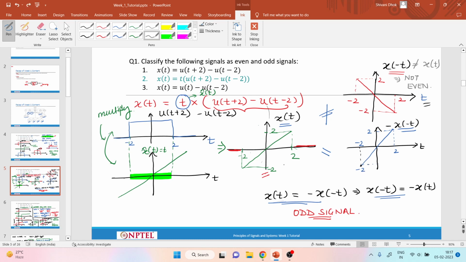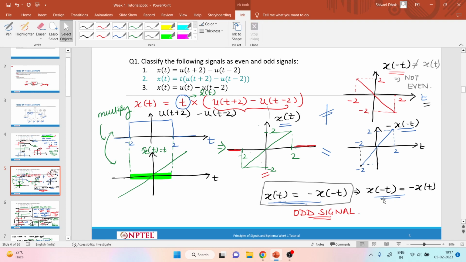So if we compare now x of t and minus of x of minus t, we can see that both of them are equal. That is, this equation is getting satisfied. x of t is equal to minus of x of minus t, which implies that x of minus t is equal to minus of x of t, which means that it is an odd signal.